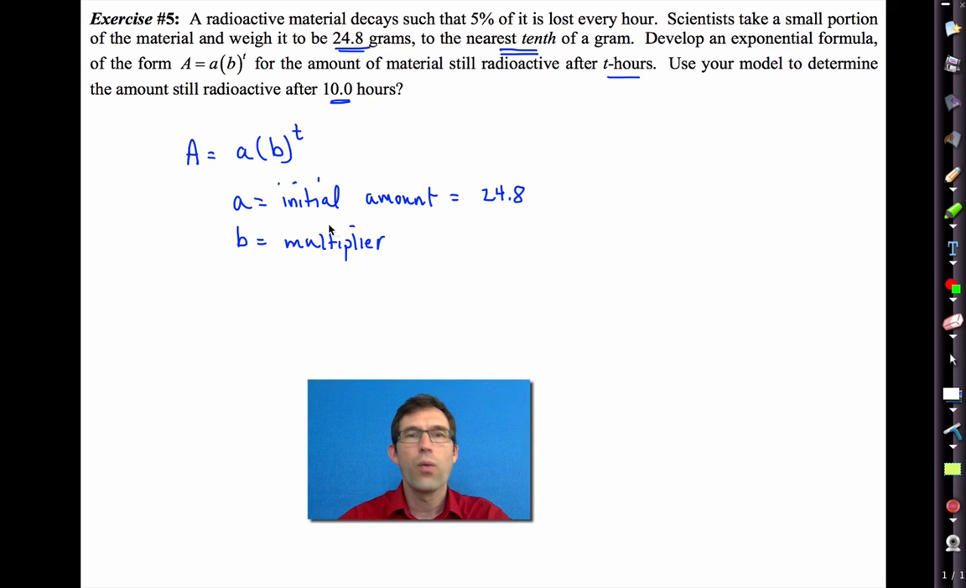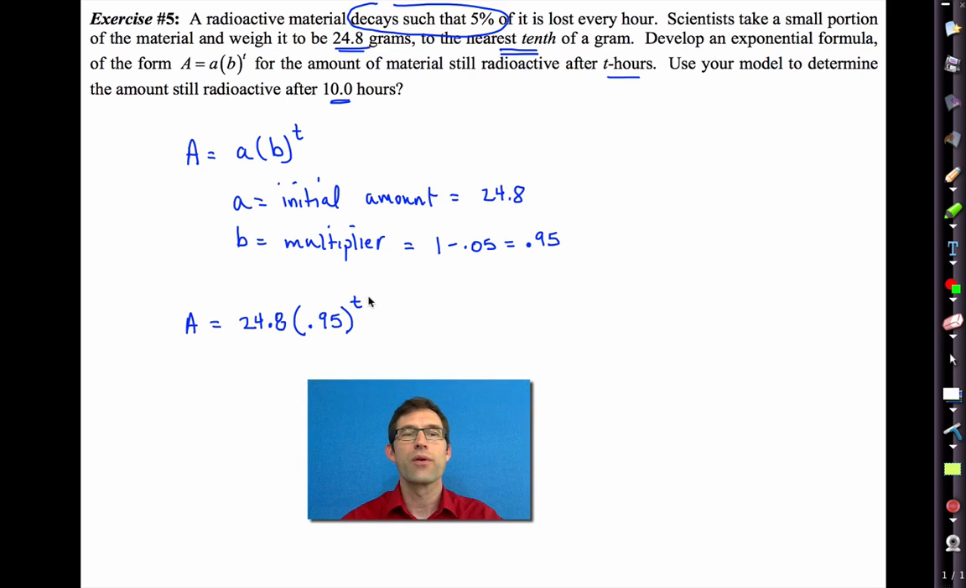Now, we are decaying here. We're losing 5% per hour. So the b is actually going to be 1 minus 0.05, or 0.95. So the amount of radioactive material that's left is going to be that initial amount, 24.8, times 0.95. It's like we have 95% remaining after each hour that goes by.